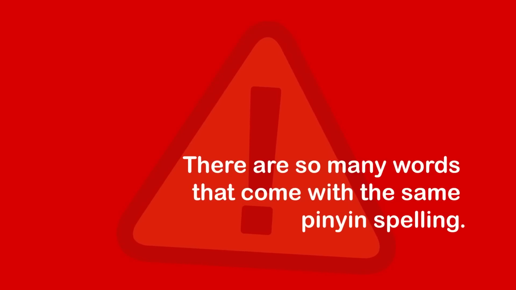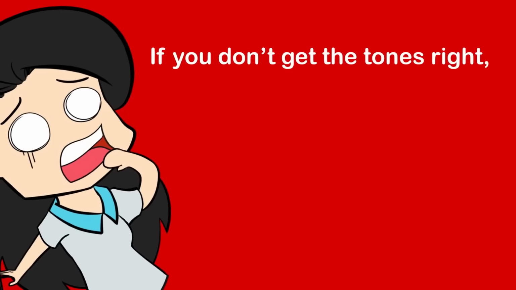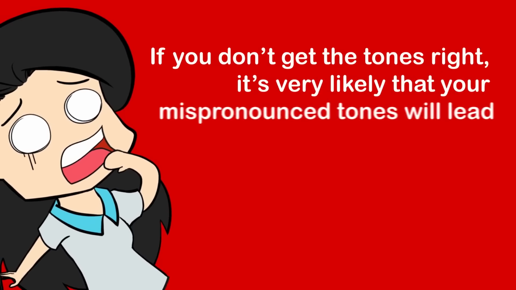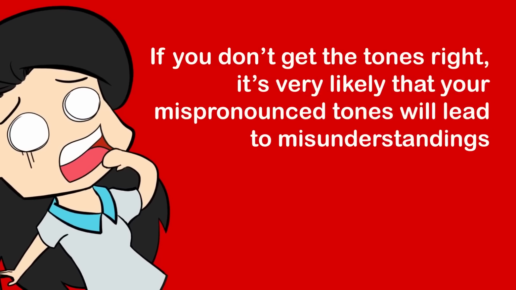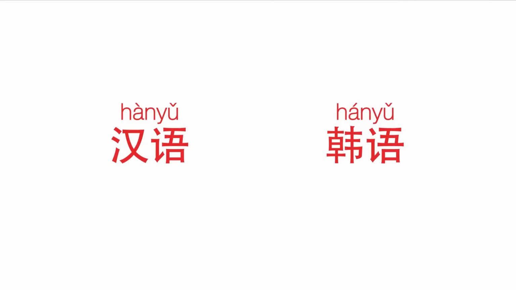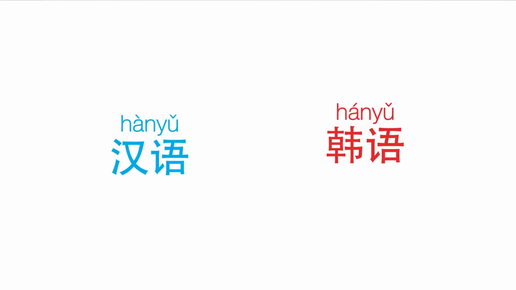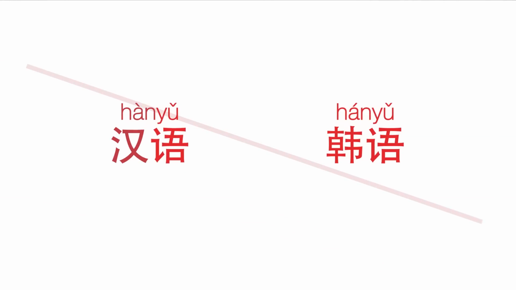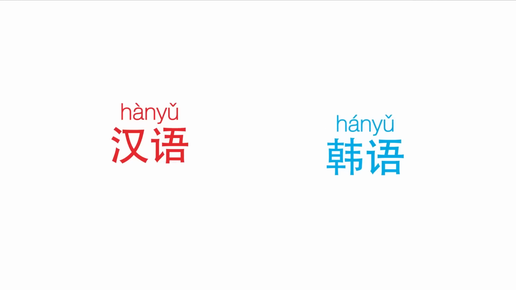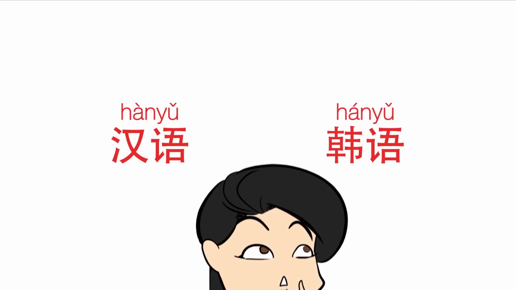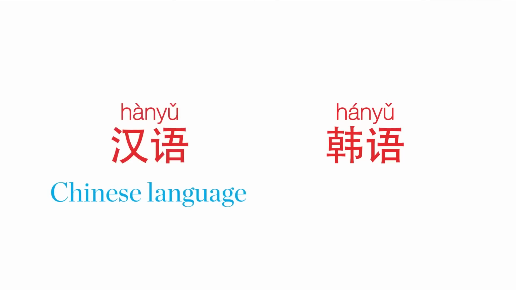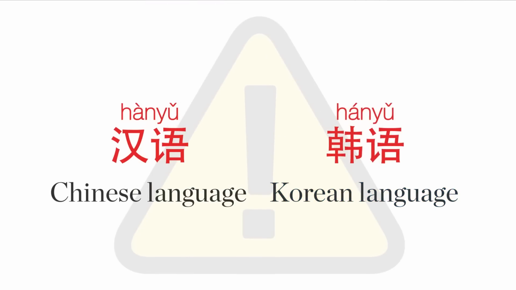There are so many words that come with the same pinyin spelling. If you don't get the tones right, it's very likely that your mispronounced tones will lead to misunderstandings or even embarrassment. A quick example. The pinyin and tone for Hanyu is with the fourth falling tone on Han, Hanyu. The pinyin and tone for Hanyu has a second rising tone on Han, Hanyu. They sound quite close, right? But Hanyu is Chinese language, and Hanyu is actually Korean language. Don't get them mixed up and be very careful with the tones.